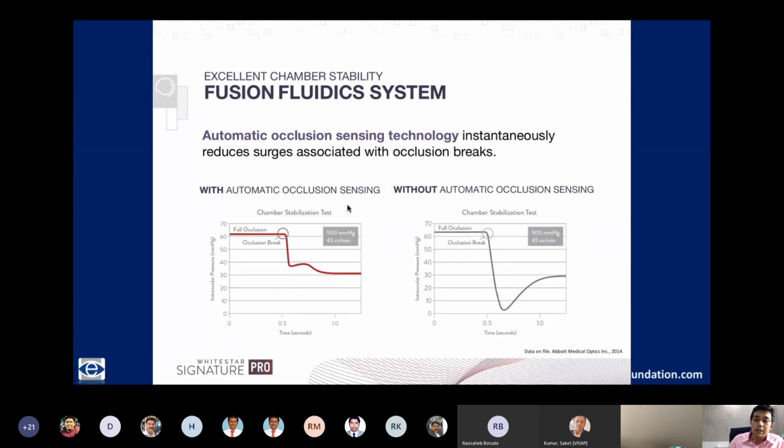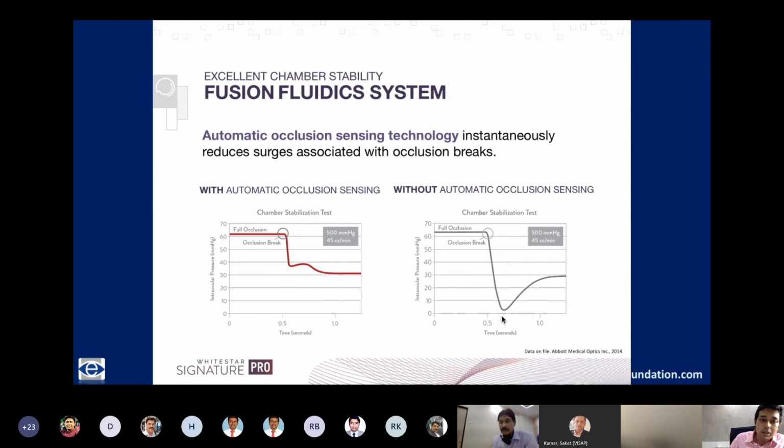So this is the automatic occlusion sensing technology, or the CASE technology, which is what I've been used to saying. What it really does is that it keeps sensing the occlusion time. So essentially you can alter your settings, that is, when you're going in for a full occlusion and when the highest peak of vacuum is reached. Now, if there is a sudden break in the occlusion, then there is a sudden steep drop in IOP, which is subsequently what causes the surge.